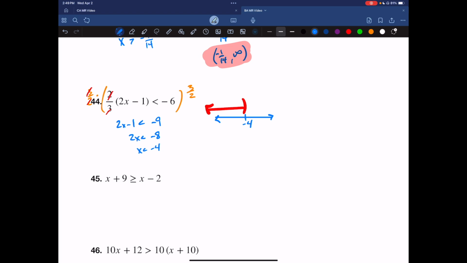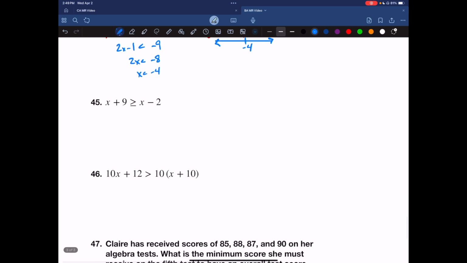Okay, 45. When I subtract x, you'll notice that they fall out. And now it's asking 9 is greater than or equal to negative 2. Right? That's true. 9 is greater than or equal to negative 2. And again, because the x fell out, this is always true. Okay, so this is all real numbers, but we write that differently when we're talking about interval notation. So this is going to be negative infinity to positive infinity.